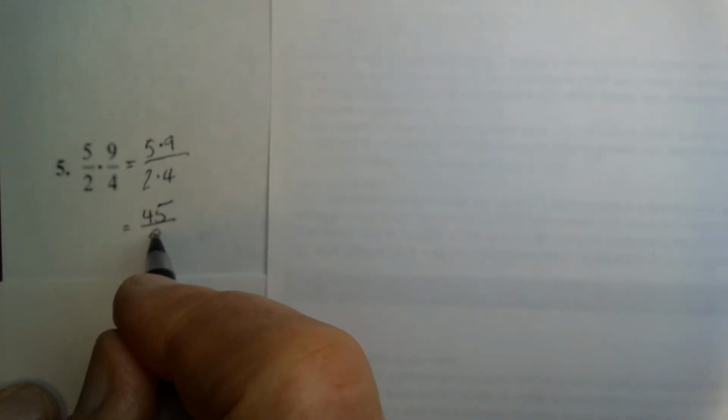In exercise 5, we proceed the same way. In other words, we write the product of the numerators, 5 times 9, divided by the product of the denominators, 2 times 4. And since 5 times 9 is 45, divided by 2 times 4, which is 8, which is the answer to number 5: 45/8.